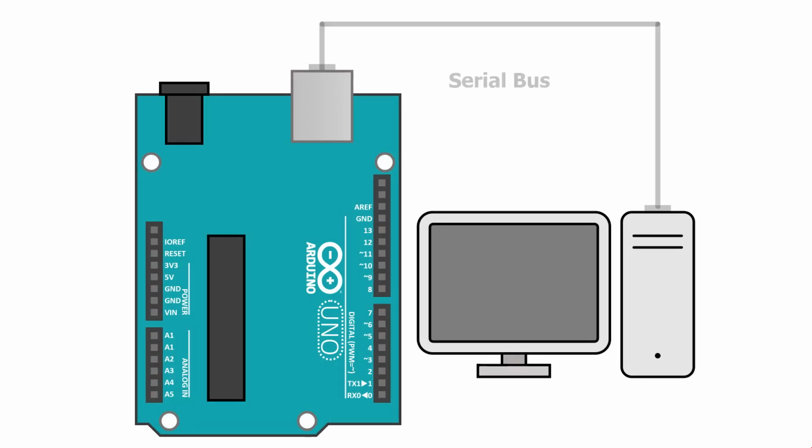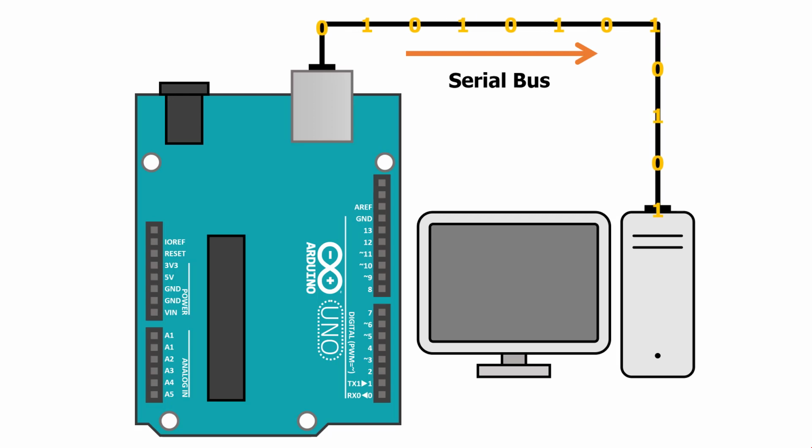When you connect the USB cable, your Arduino is able to communicate with your computer. This connection is called the serial bus. In this video, we will be discussing setting up one-way communication, sending information from your Arduino to your computer. You will learn to send text and values read from your Arduino's input ports.